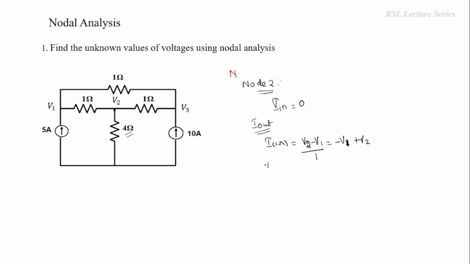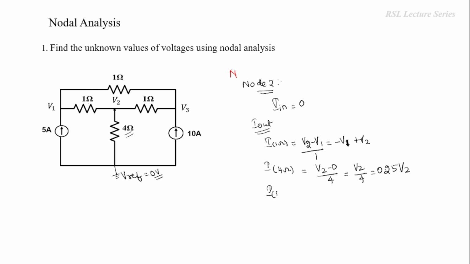Next we have to write down the current flowing through this particular 4 ohm resistor. This 4 ohm resistor is connected in between V2 and the reference node. The reference node is always considered as 0 volts. So the net voltage across this resistor is V2 minus 0. So V2 minus 0 divided by 4, or V2 by 4. So this is equal to 0.25 V2.